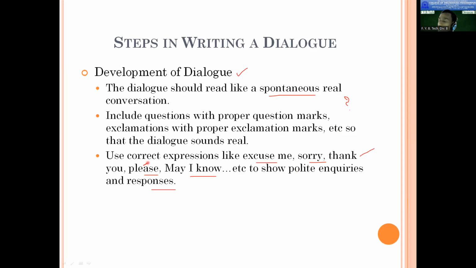Please, again, has to be a word that people use frequently, because that makes your conversation polite and helps you to make requests. So please should be a word of your conversation. And suppose you want to inquire or ask something: May I know what is the time? May I know where to go? May I know how to do these things? May I know is a polite expression that people can begin a question with.